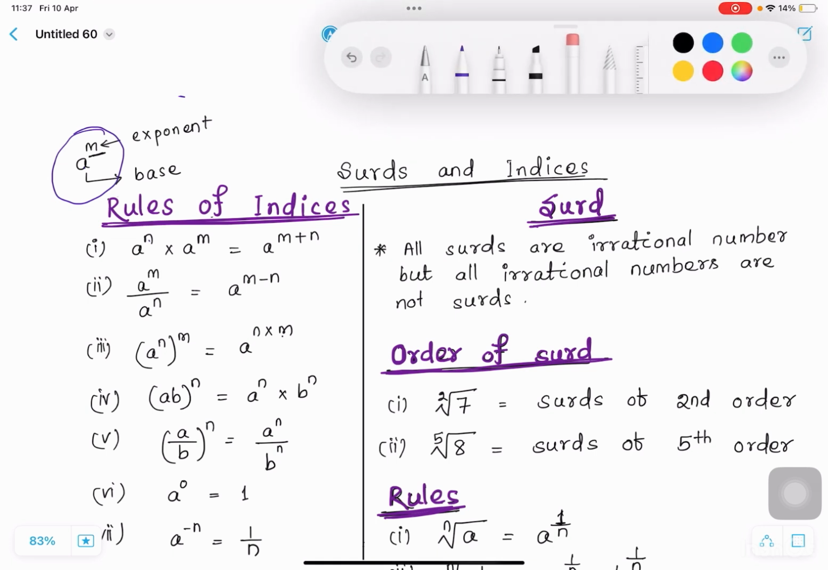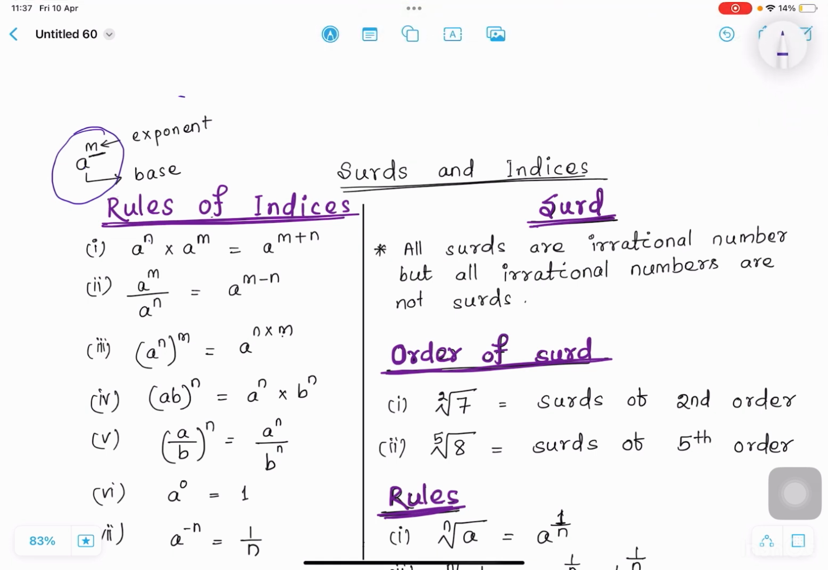Let's write one example. Suppose I am writing 2 into 3 to the power 5. Then what can I write? I can write 2 to the power 5 into 3 to the power 5. Okay. Then a by b to the power n equals a to the power n by b to the power n. Suppose I am writing 2 by 3 to the power 5. Then I can write 2 to the power 5 divided by 3 to the power 5.